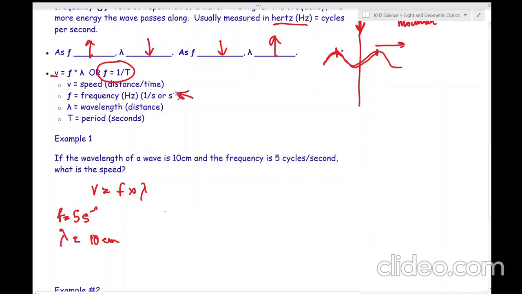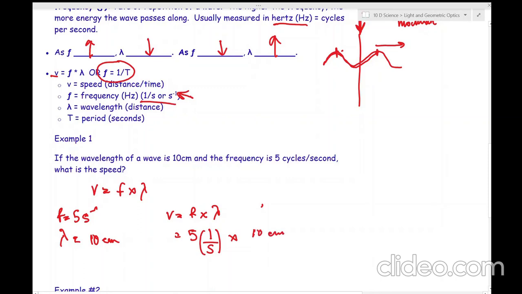So if I know that v is equal to f times lambda, and I know that my frequency is 5, pardon me, the pen is a little wonky, 5 one over s, that's the units, seconds to the minus 1. Remember, I showed you that up here. It's the same thing. Multiplied by our lambda, which is 10 centimeters.